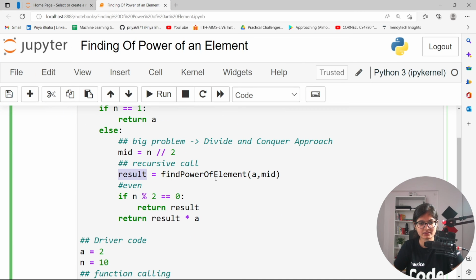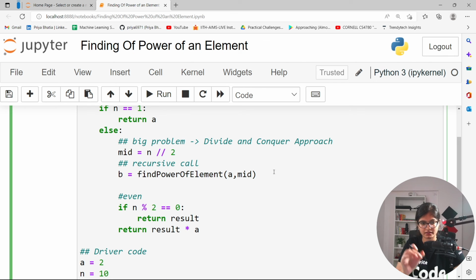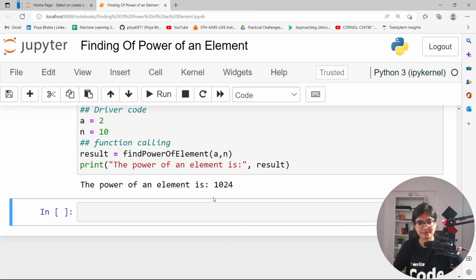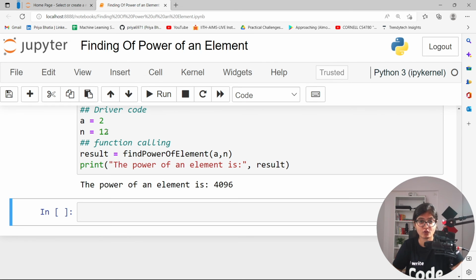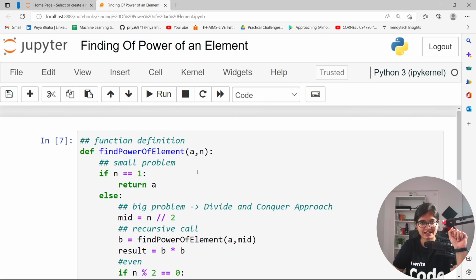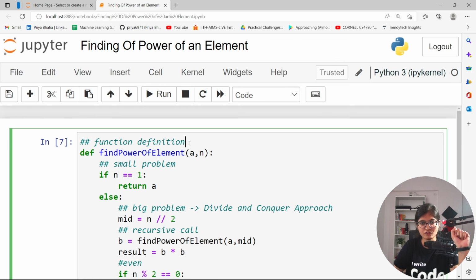So let me try to solve it again and rectify it. It is now B into B, because we need to multiply the same number one more time to get that power. We had just solved only for the left side. I hope I am making sense to everyone. Now let's try to run it. Now we will be able to get the correct answer, right? So if I take 12, let's see, 4096. That's perfectly fine.